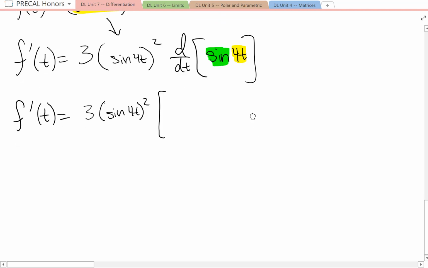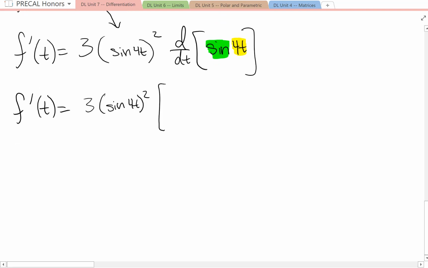Sine of u, the derivative of sine of u, is equal to cosine u times u prime. So the derivative of sine 4t would be, we label 4t as our u function, so cosine of 4t times u prime. What is the derivative of 4t? 4. Now we just have to clean it up and we're done.